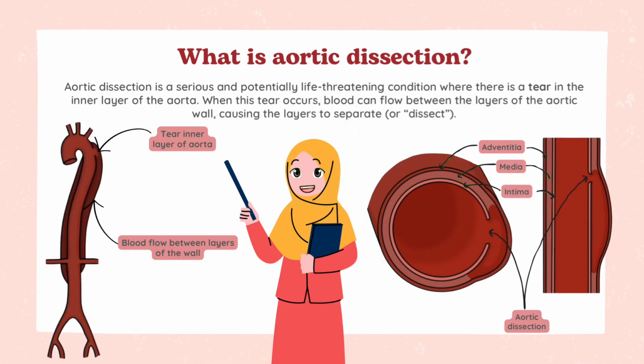What is aortic dissection? Aortic dissection is a serious and potentially life-threatening condition where there is a tear in the inner layer of the aorta. When this tear occurs, blood can flow between the layers of the aorta wall, causing the layers to separate, or we can call it dissect. As we can see in the diagram, the tear occurs in the inner layer of the aorta and the blood flows between the layers of the wall.